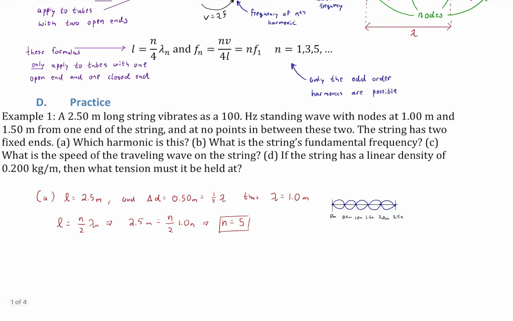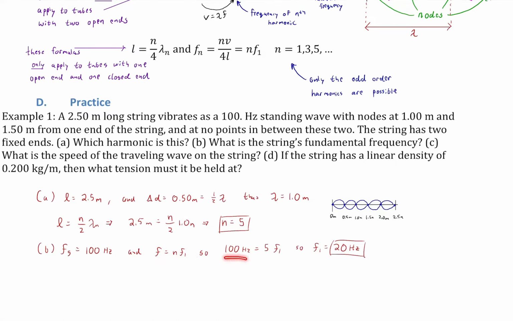All right, in part B, what is the string's fundamental frequency? Well, now here we're actually going to use the 100 hertz. So we know that f5, the fifth harmonic, corresponds to the 100 hertz. And we know that the relationship between the fundamental frequency and the nth frequency is just f sub n equals n times f1.